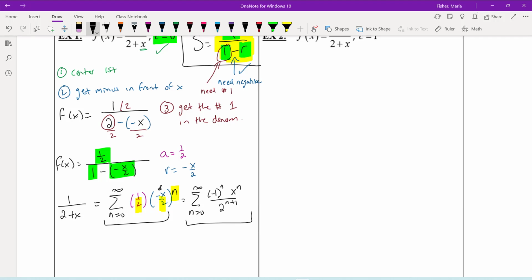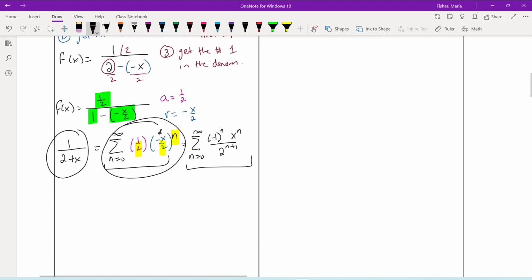So the power series for 1 over 2 plus x centered at 0 is this guy right here, the sum from n equals 0 to infinity of 1/2 times negative x over 2 raised to the nth power. Then I'm asked to find that interval of convergence, and then it says to enter the answer using interval notation. Those are just the instructions for WebAssign. So let's find that interval of convergence.